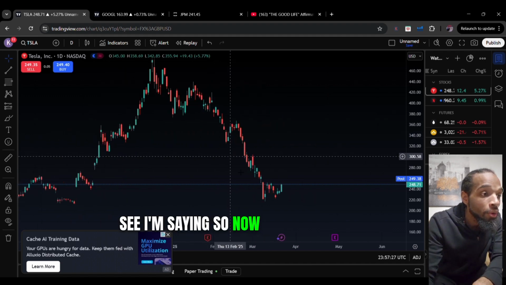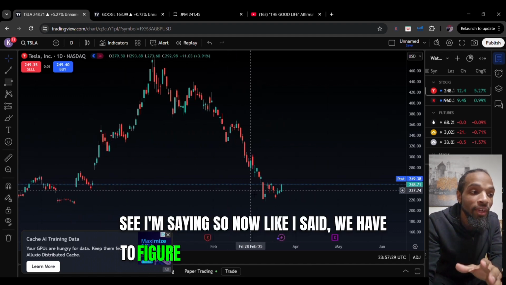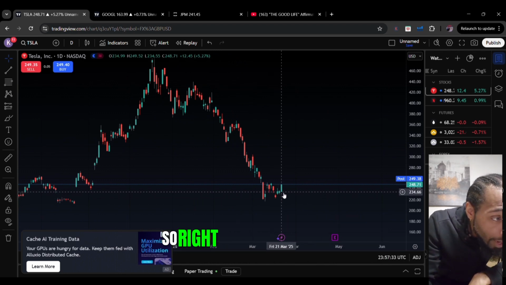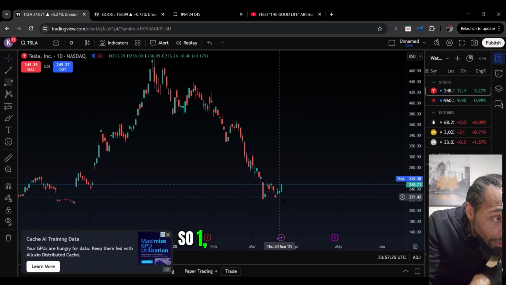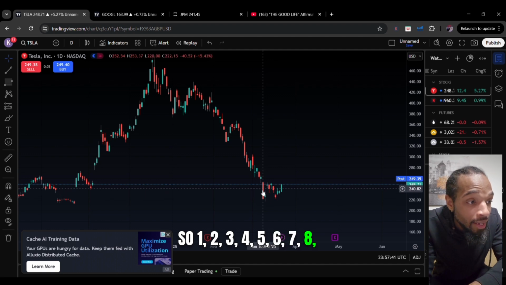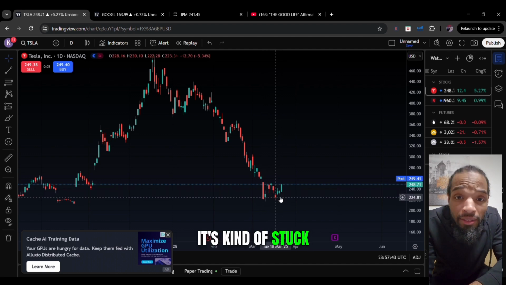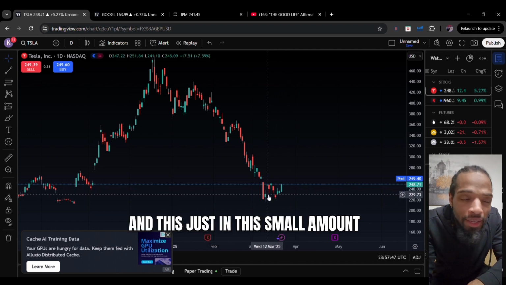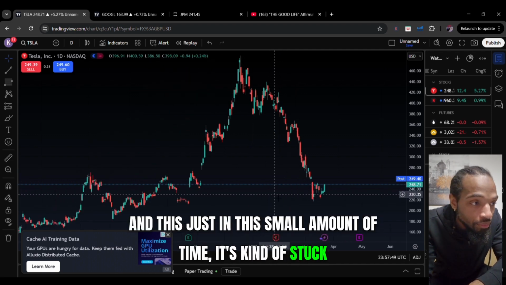So now, like I said, we have to figure out how it is currently moving. So right now, this is 1 day. So 1, 2, 3, 4, 5, 6, 7, 8, 9. It's kind of stuck. And in this small amount of time, it's kind of stuck.